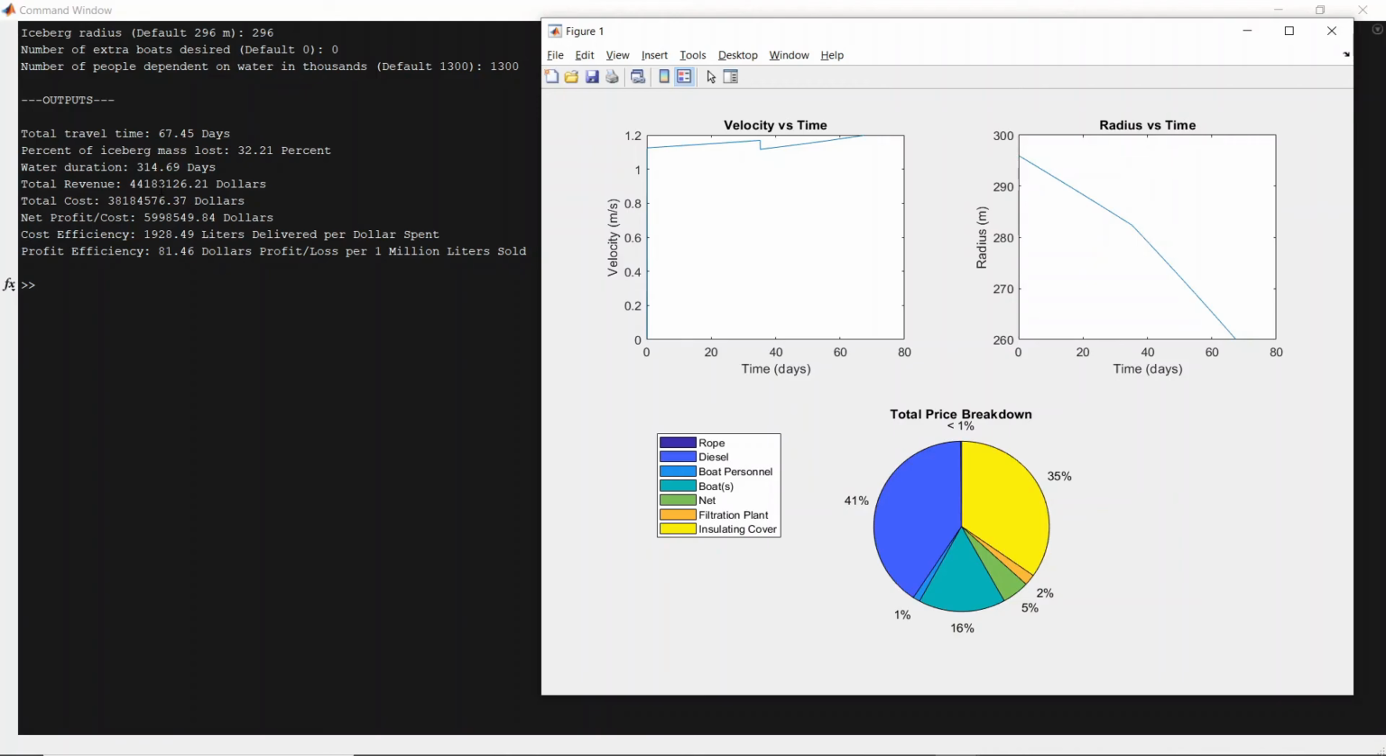You can also see in the console the different outputs, the statistics, the numbers. So you can see the total travel time, the percent of iceberg mass lost, and then the water duration, or how long the water will last the people in your destination. Then you can also see the total revenue, cost, then the net profit or cost, and then the two forms of efficiency, the cost efficiency and the profit efficiency.